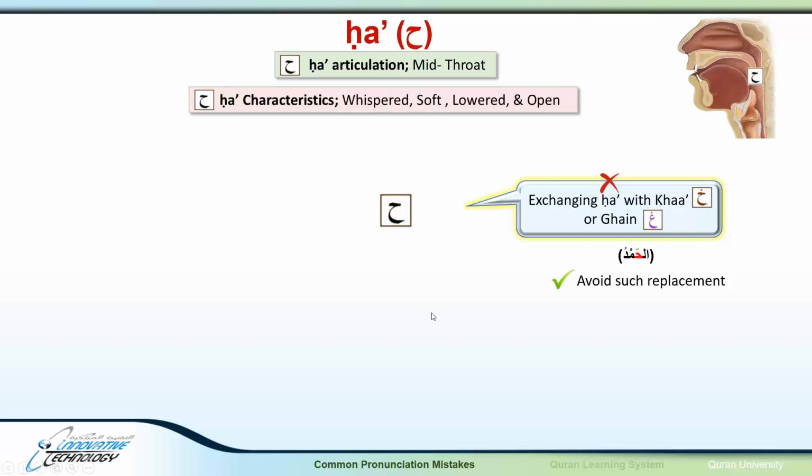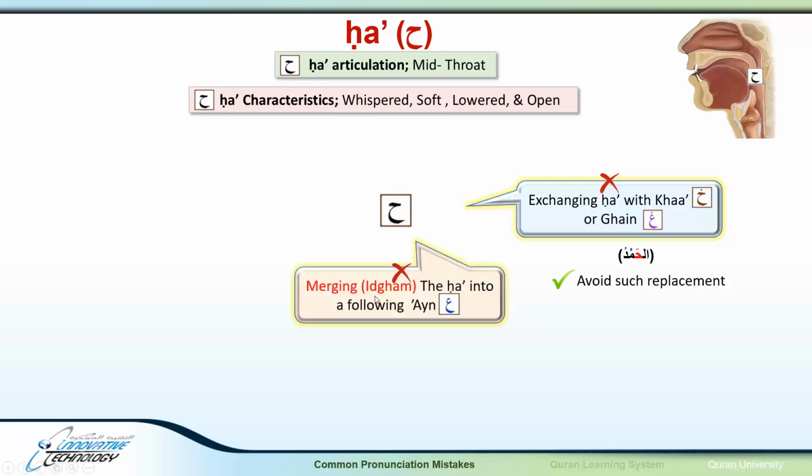Second mistake is merging, idgham, the ha into the following ain. An example, فَاصْفَحْ عَنْهُمْ. We have two words, the first word ending with a ha with sukun, and the second word starting with a ain. Idgham means merging the last letter here, the ha, with the first letter ain, and eliminating the ha and replacing it with a ain. It will be pronounced as فَاصْفَحْ عَنْهُمْ. No ha, directly the fa to the ain. And that's basically idgham the ha into the ain.